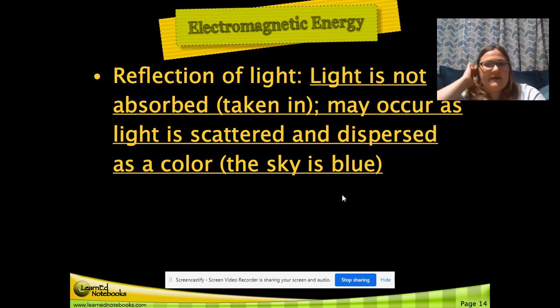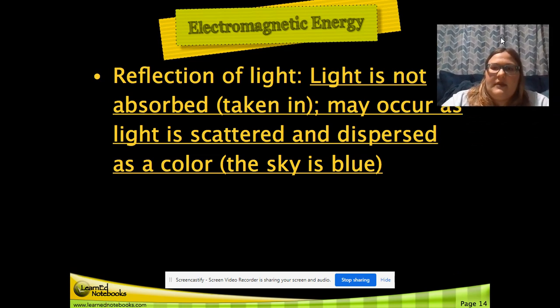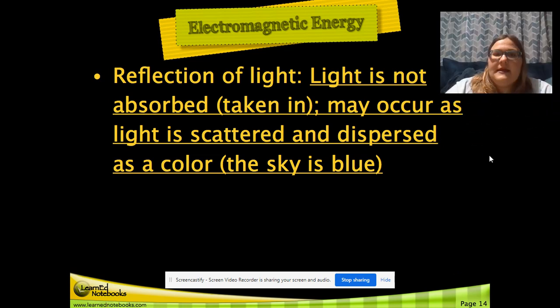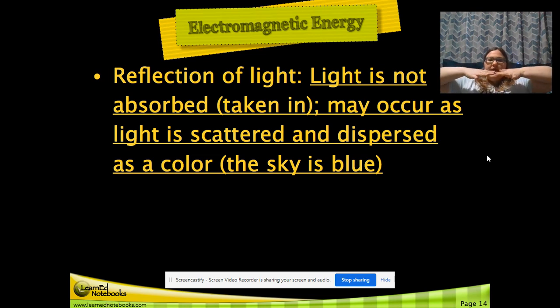And then reflection of light. Light is not always absorbed, not always taken in. It may occur as light is scattered and dispersed as a color. The reason the sky is blue: the light is shining and there's a bunch of water droplets in the air and they're being dispersed, and that is why you see the sky as blue.